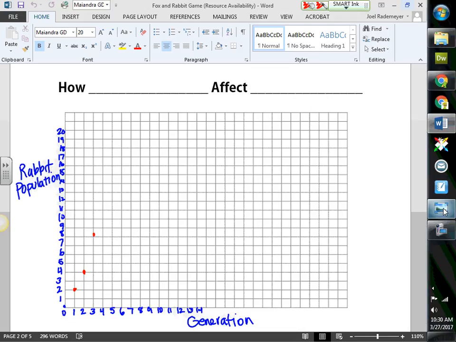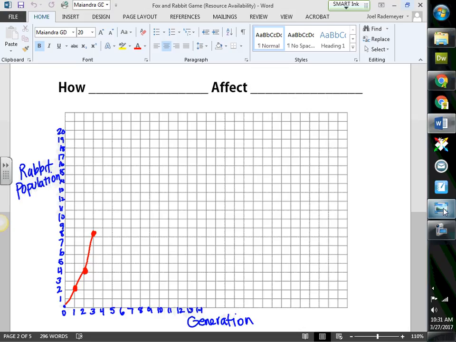What I want you to do is go through and connect your lines. Draw a line through all the points on your graph. Let me show it a little bit darker there. When you're done, you should have a curve that explains what happened to the rabbit population, how many there were over a given amount of time.